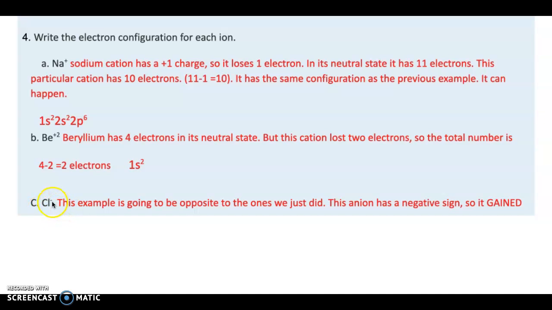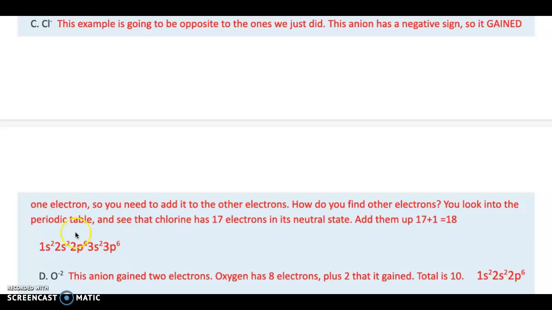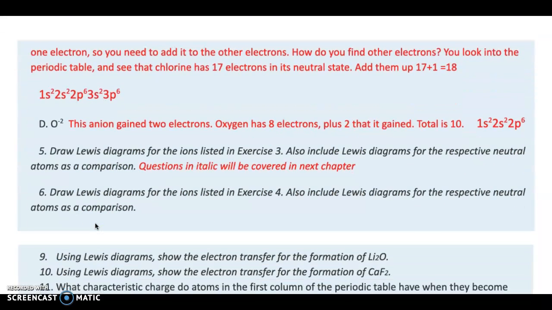It gained 1 electron because it's a negative charge. Electrons have a negative charge. So when you see negative, it means it gained 1 electron. So, chlorine has 17 electrons, right? In its neutral state. And since it gained 1 electron, you have to add 1 electron to your 17 electrons. Now it has 18. This is more interesting because it's gonna be more filling up.